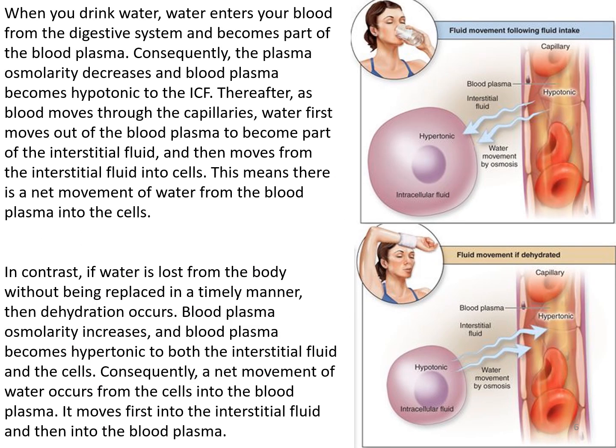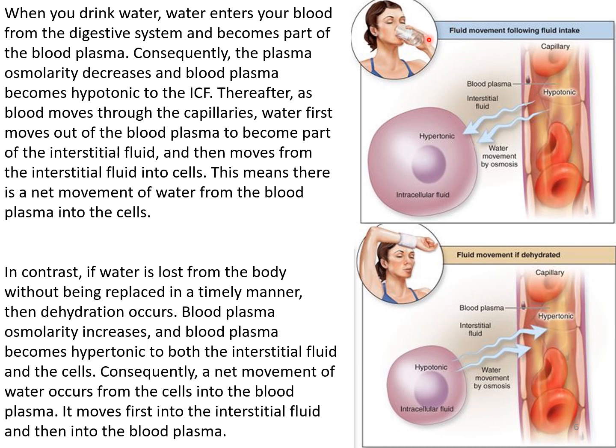So this is going to demonstrate the movement of the water. Okay, looking at the top part, when you drink a glass of water, the water is going to enter the blood from your digestive system. It hits your GI tract first, it gets absorbed, and now it becomes part of your blood plasma. Consequently, the plasma osmolarity is going to decrease. Basically, we have diluted the blood plasma, so it becomes hypotonic to the intracellular fluid.